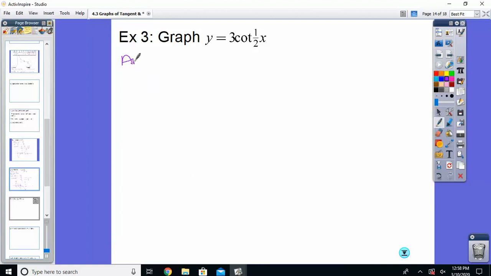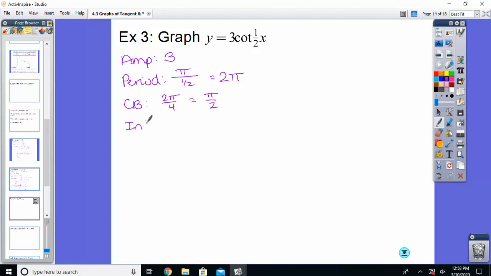Amplitude, 3. Period, pi over 1/2 is 2 pi. Count by, period divided by 4 is pi over 2.